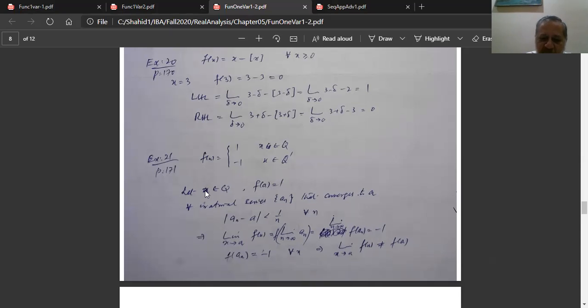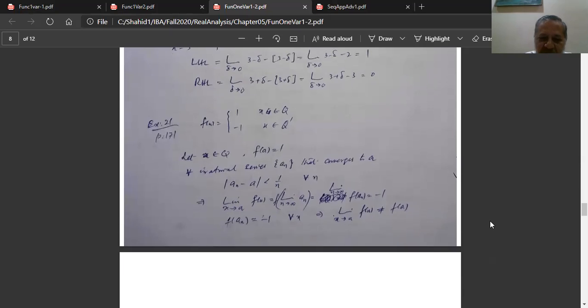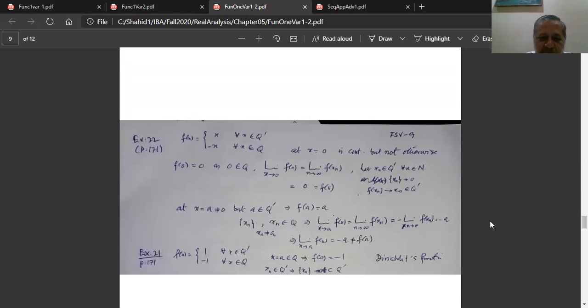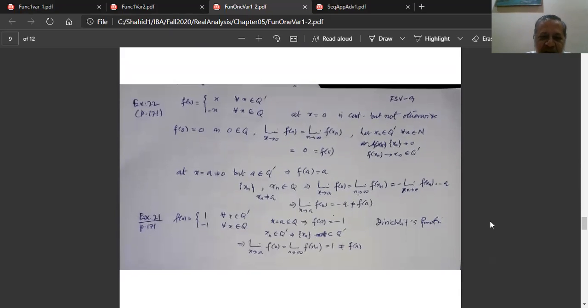And if I take A to be irrational, then the sequence I will consider will be of rationals, and will arrive at the same result. This is a similar question. I hope you can explore it yourself.